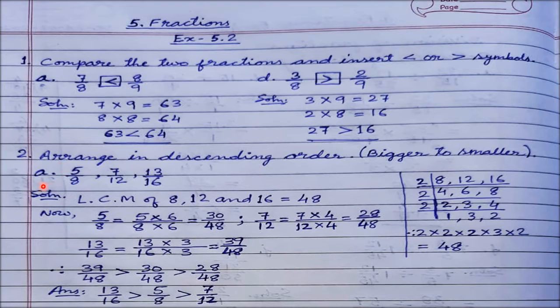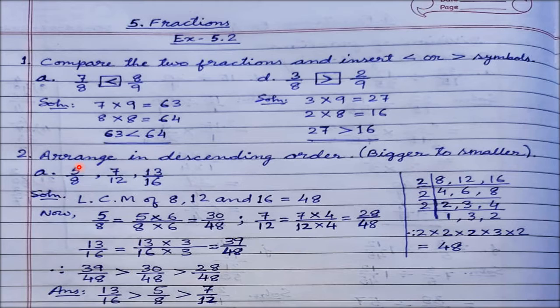Then coming to the next question, that is arrange in descending order. Descending, as you know, means arranging the numbers from bigger to smaller. Likewise here there are fractions, we have to arrange them in the order of bigger to smaller. Since they are fractions and their denominators are different, we know that if the denominators are same, then we can easily arrange them in increasing order or decreasing order. But the denominators are different, so we need to make their denominators same.